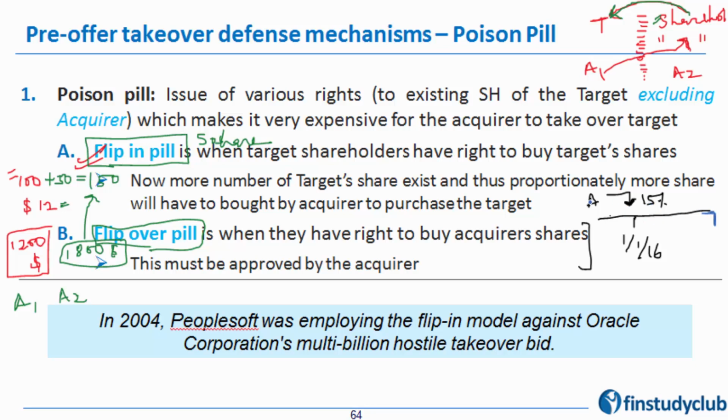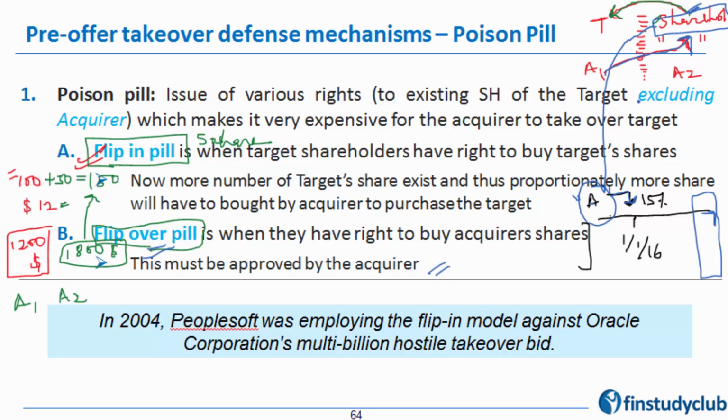So what they do is, since the acquirer had already got a foothold in the company, they added a clause with their shareholders, obviously with A's permission. The clause was that if a hostile takeover happens, then the shareholders of the target would be entitled to buy the shares of A, the person who is one of the investors. So that's your flip-over. In the earlier case, T's shareholders were buying T's shares. Now T's shareholders are buying the acquirer's shares. This must be approved by the acquirer.